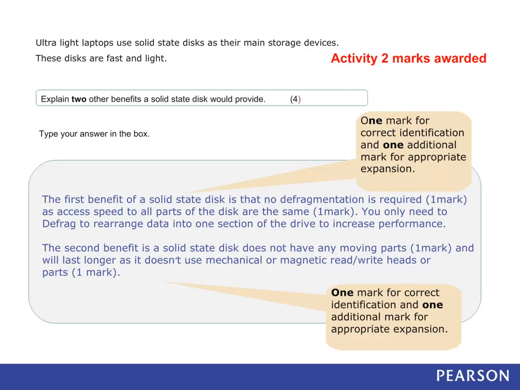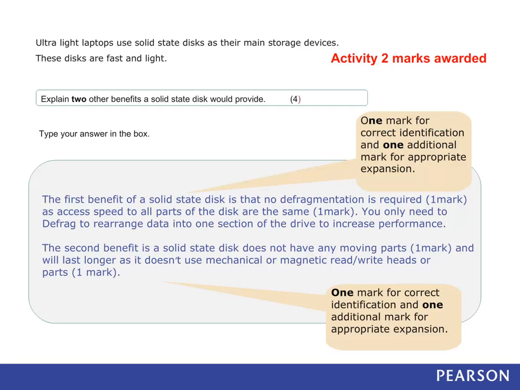Activity 2, Question 15, Awarding. This question is asking the learner to explain 2 other benefits a solid-state disk would provide. 4 marks in total are available for this question, and all of the marks were awarded. For each benefit, 1 mark is awarded for the correct identification, and 1 additional mark for appropriate expansion.